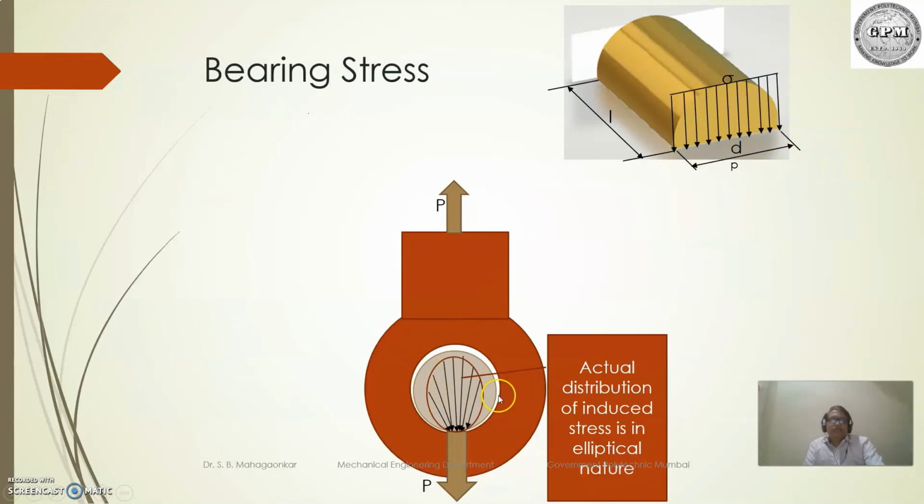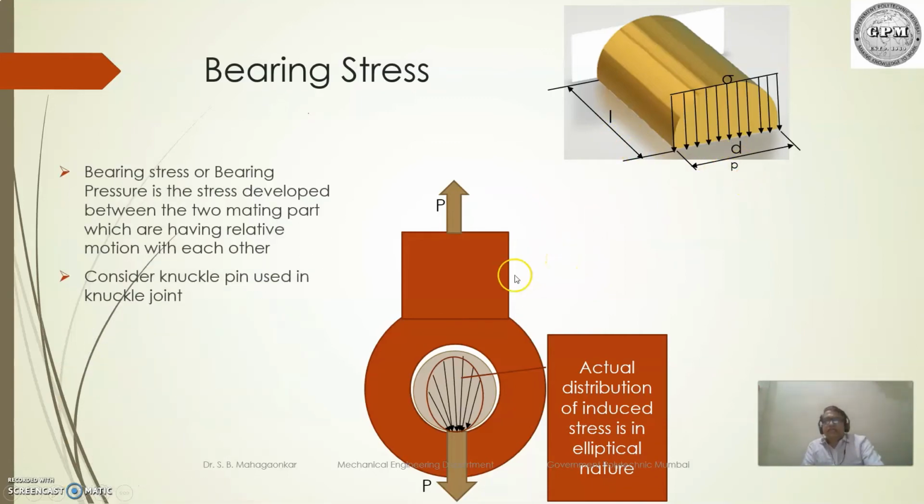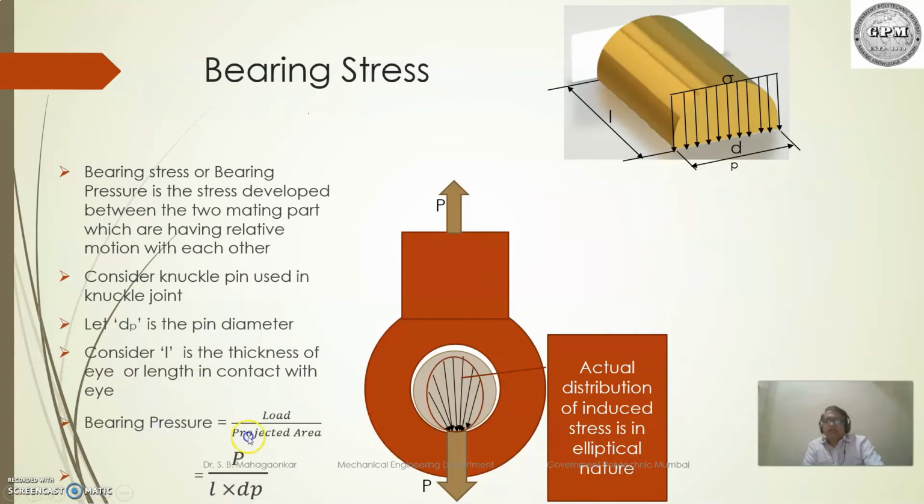So if I take it throughout the cross section like this, this is the resisting area, that is called the projected area. If L is the length in contact, in case of a knuckle joint it is B. If L is the length in contact and D is the diameter of the pin, then I can get that bearing pressure is equal to load divided by the projected area. That is, the load is P and the projected area is L into DP, where DP is the diameter of the pin and L is the length in contact. Here, in case of the eye, it is B into DP. Okay, so this is about the bearing pressure.